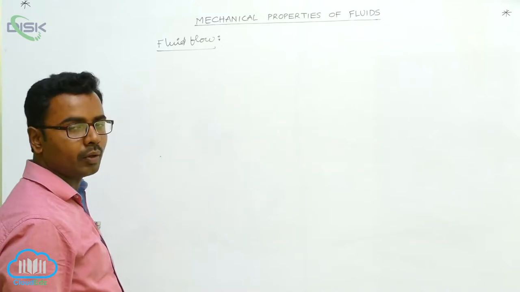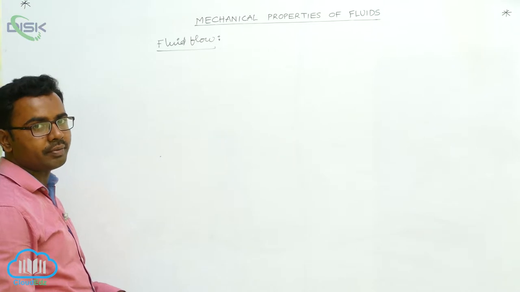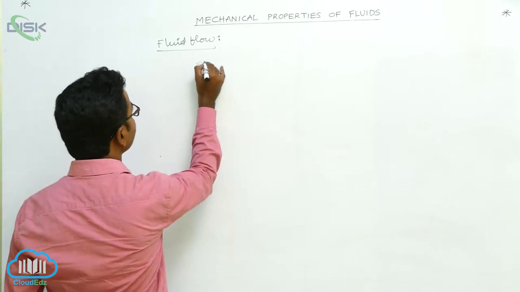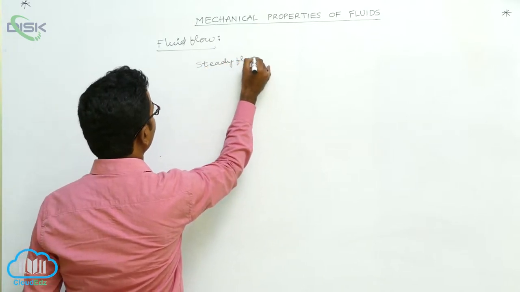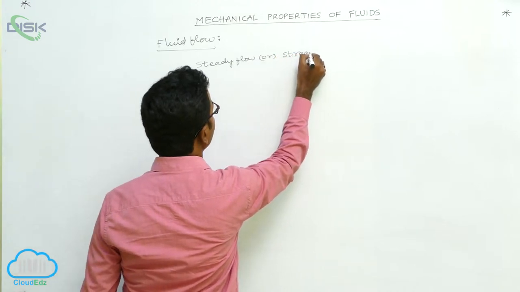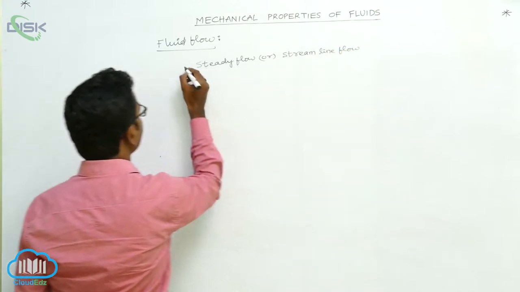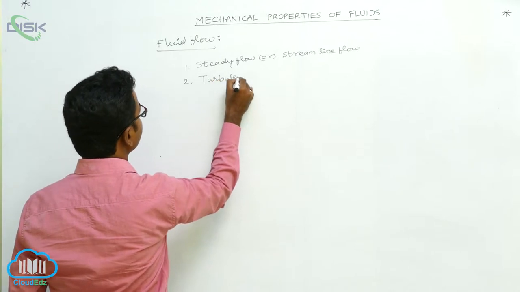Fluid flow, flow of fluid. Basically, the fluid flows in two different ways. The first way of flow of fluid is called a steady flow, or it's also called a streamline flow. The second way of fluid flow is called turbulent flow.